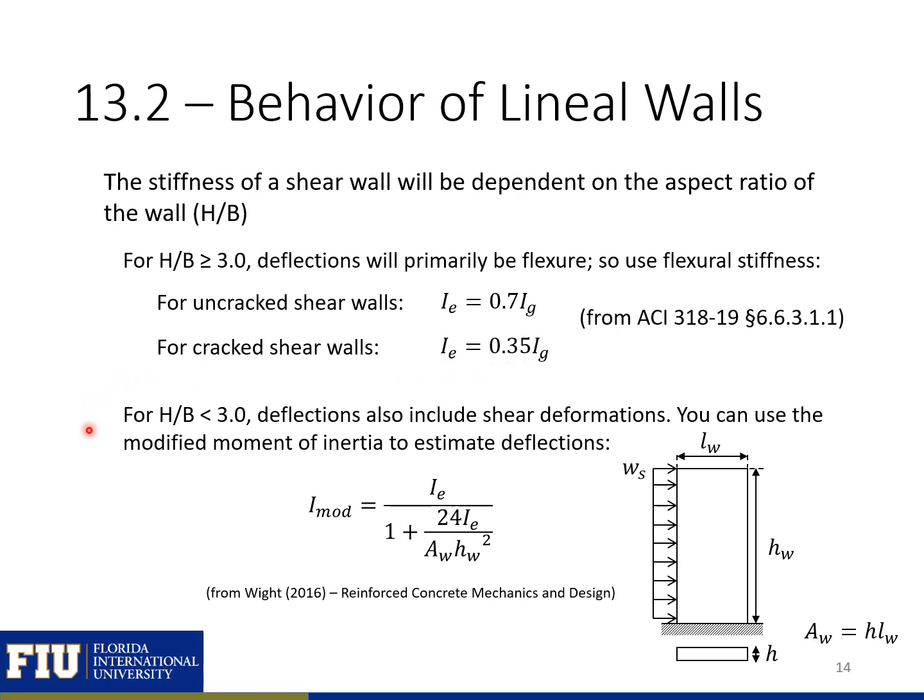When we have shorter shear walls, our deflections will also include shear deformations. ACI does not have an equation to estimate the stiffness when we have these short walls, but our white textbook has a modified moment of inertia equation that we can use to estimate the stiffness. So you can see that equation shown here. And you can see some of the properties and some of the terminology that we'll be using on the next couple slides, where HW is the height of the wall, LW is the length of the wall, and H is the thickness of the wall.